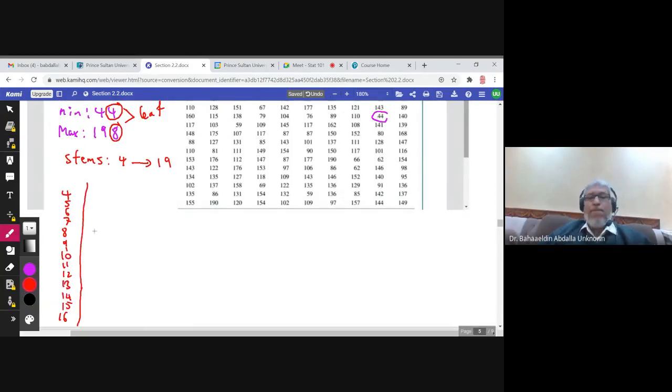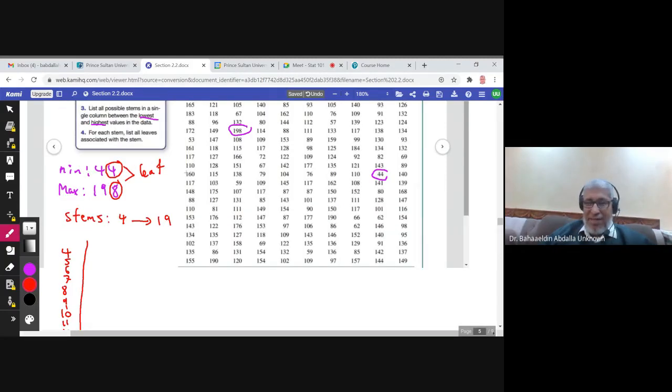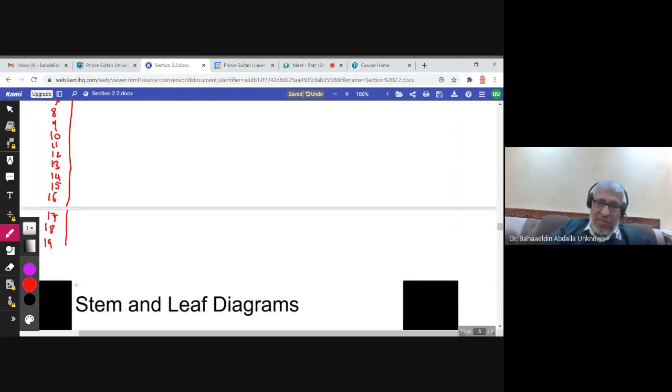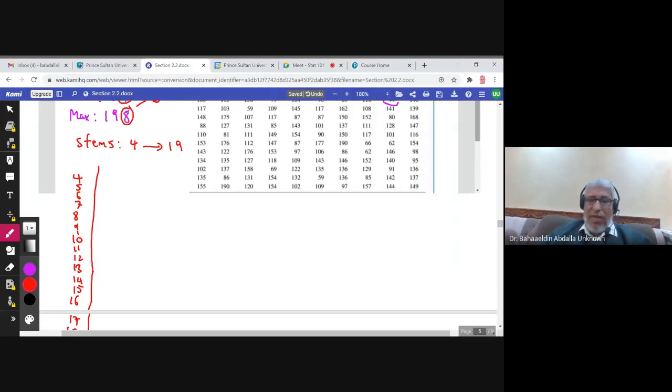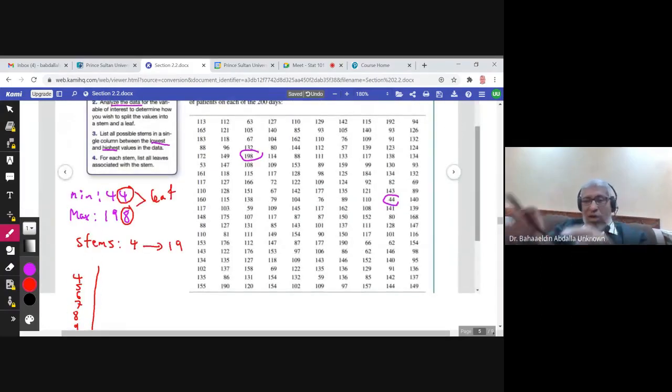Okay, so this is the first step. You find the minimum of the data and the maximum. You determine the leaves. The leaves would be the digit to the right, and the remaining digits would be the stems. You write all the stems like this, and you make a vertical bar. And then you start putting all the data here. How would we do that? Please pay attention. Start by the first column.